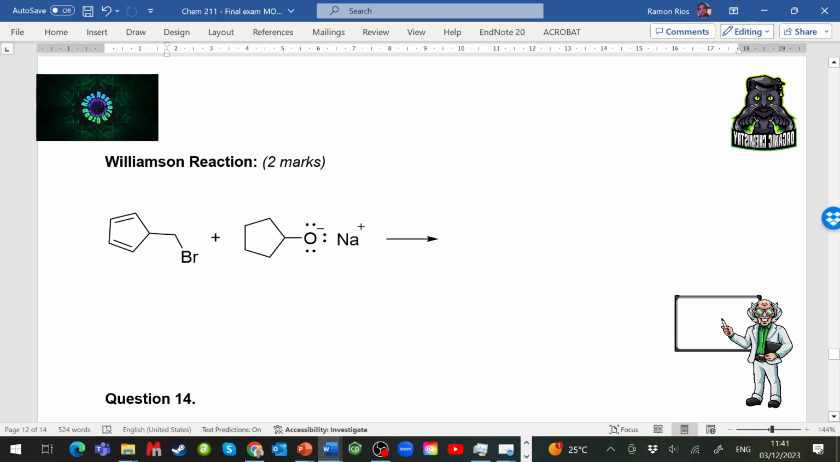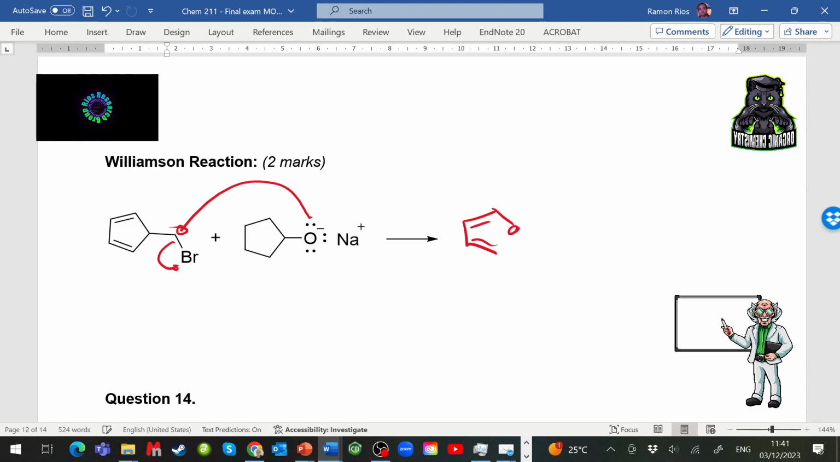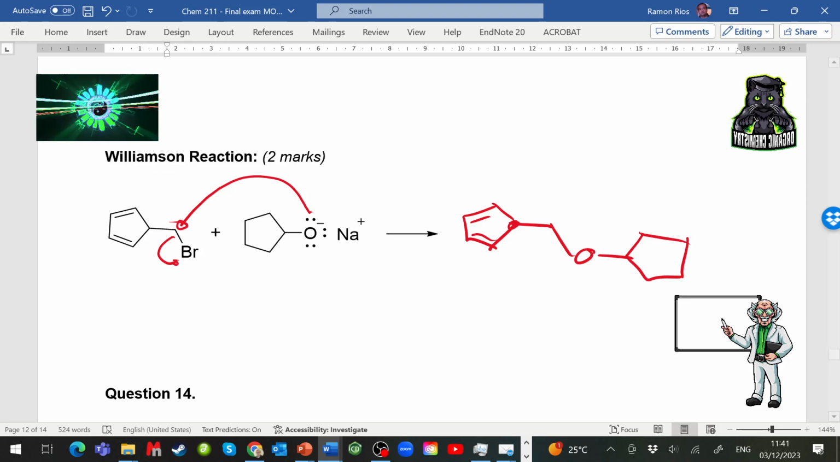Here we have the Williamson reaction. Okay, we have an electrophile and a nucleophile. Basically, the pair of electrons of the oxygen will attack the electrophile, and because it's a primary, the pair of electrons that are forming the carbon-bromine bond will go with the bromine, that means we are forming and destroying the bond at the same time. And what we get is this compound. Okay.